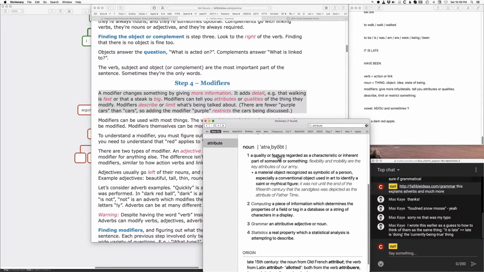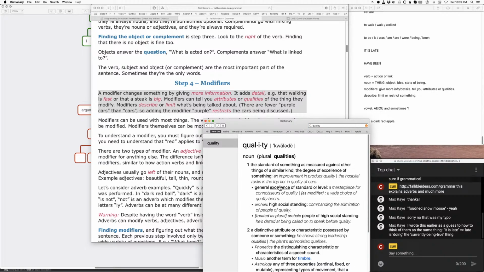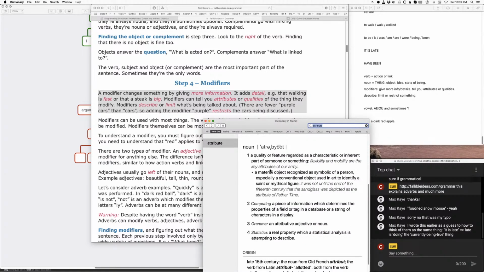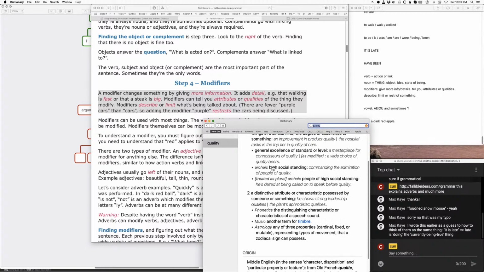Okay, let's look up quality. Wrong word. Here we go. A distinctive attribute. They define attribute as quality and quality as attribute. That's pretty poor dictionary. It's an attribute or characteristic. Hey, remember that word from the other definition too.